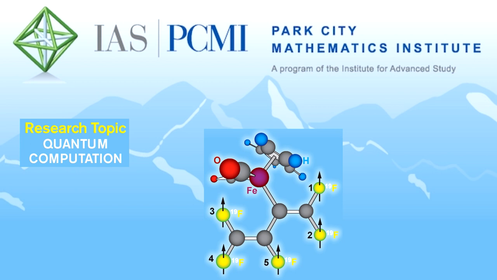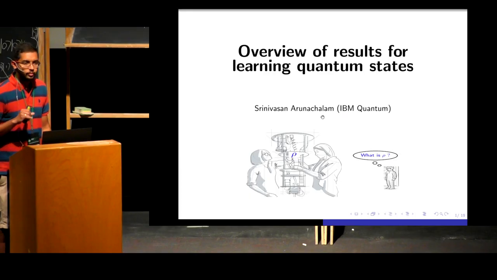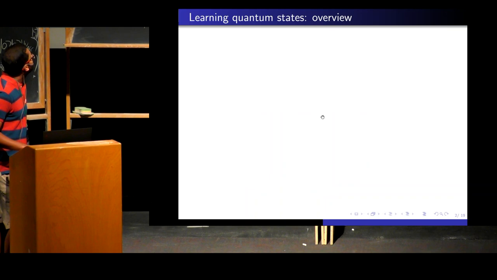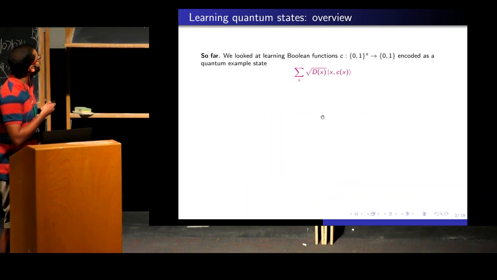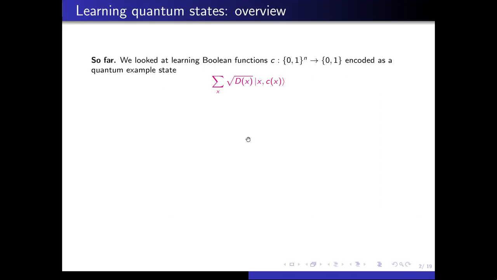So I'm going to be talking more on quantum learning, and this time more on learning quantum states. So let me begin. So far, what have we looked at? In the past couple of lectures, we wanted to learn Boolean functions. So C was a Boolean function that mapped n bits to 1 bit.